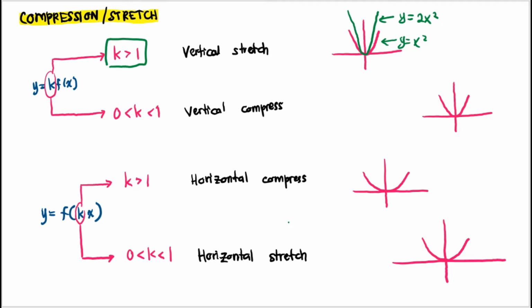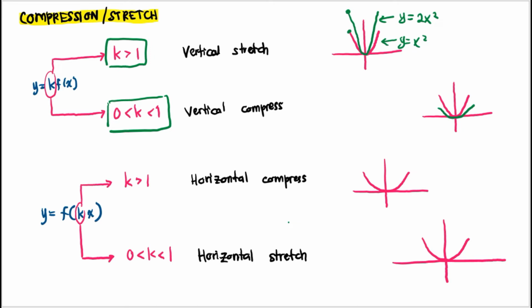What we do is multiply the y coordinates by the value k. So suppose we have (1, 1) here, then of course here is (1, 2), because we multiply the y coordinates by the value k. If the value k is less than 1, then this is a vertical compression, where a vertical compression looks like this.